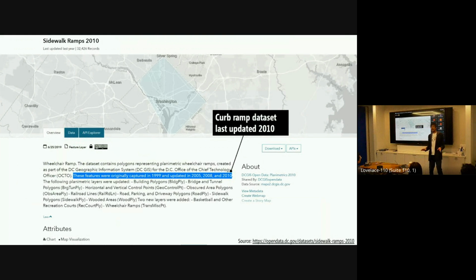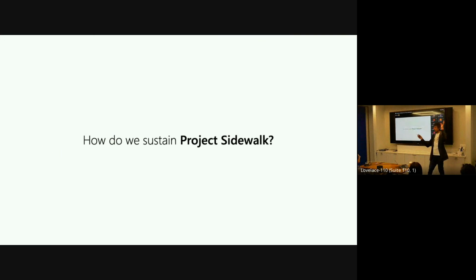So a lot of times when we're working with our stakeholders, they say something is better than nothing. Something is better than nothing. All right, and then the last thing, and this is more meta, is how do you sustain something like Project Sidewalk as an academic?